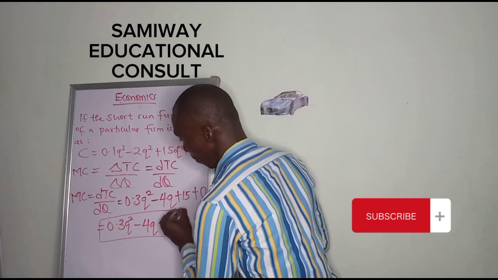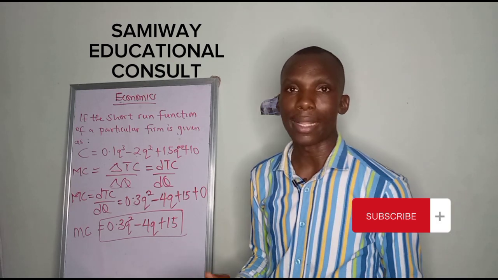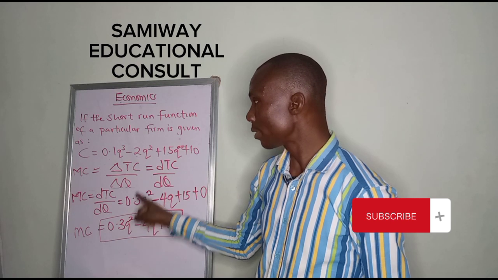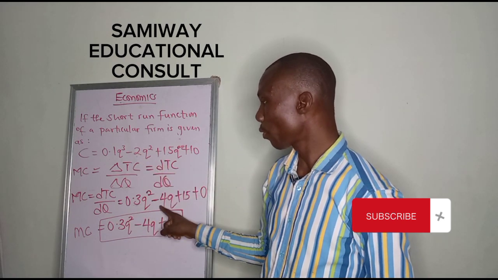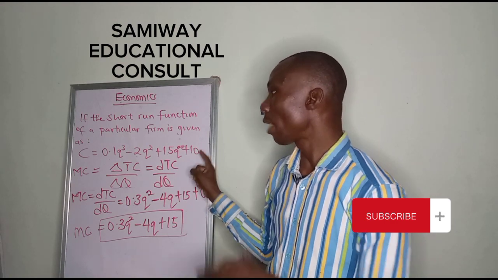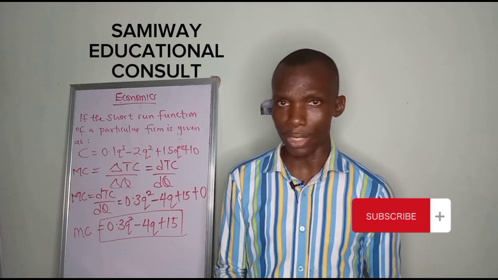That is your marginal cost. I hope you get that. Good. So 3 times this, we got this. 2 times 2, 4Q. 15Q will give you ordinary 15. And when you differentiate a constant, you are going to get 0. I hope you understood that.